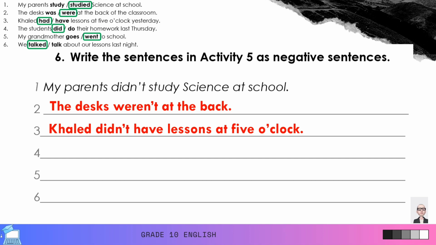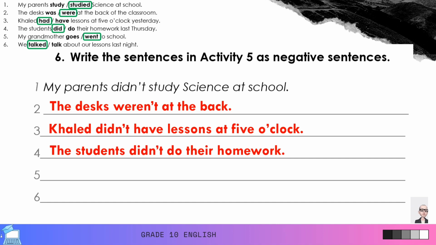Right, what happens here with did in number 4? The students did their homework last Thursday. A common mistake is to say the students didn't their homework. Did is only helping us here. We need the main verb. Did can only show that it was past, or didn't only shows that it's a negative sentence in the past. We still need a main verb. Didn't have, didn't study, or in the case of do, didn't do. The correct sentence is the students didn't do their homework.